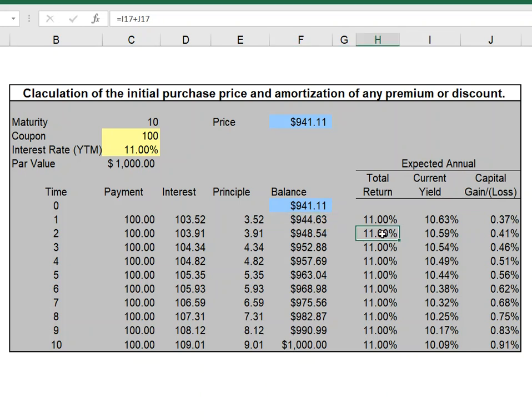In the second year, again, we'll expect to earn an 11% return. Since the bond is worth more now, its current yield is slightly lower, but we're anticipating a slightly larger capital gain. In every year, the current yield plus our expected capital gain gives us our 11% total return, which was our bond's yield to maturity.